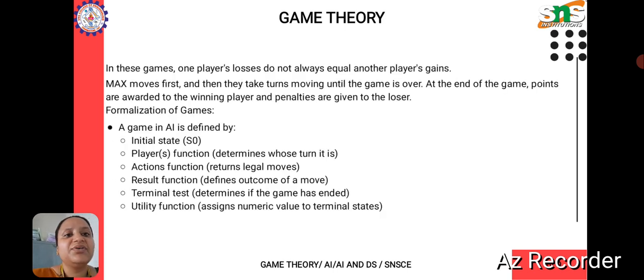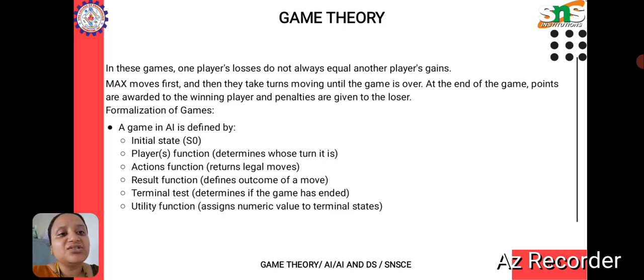Now in this we will define what a game in AI is defined by. A game in AI is always defined by the initial state, the player function, actions function, result function, terminal test and utility function. The initial state is the starting process of the player. Now the player function is the functionality that is involved in that player when he or she is playing.